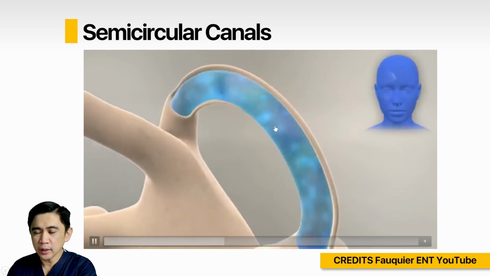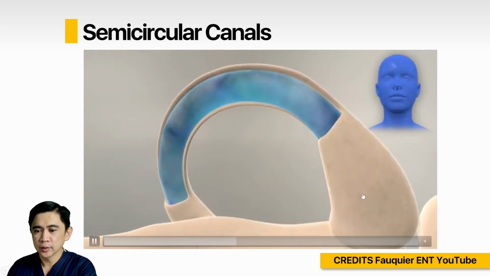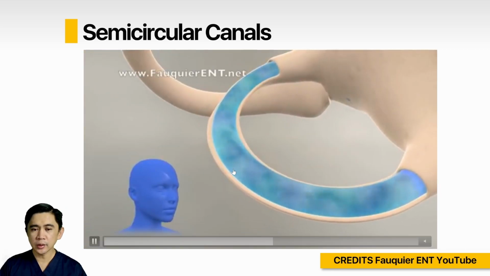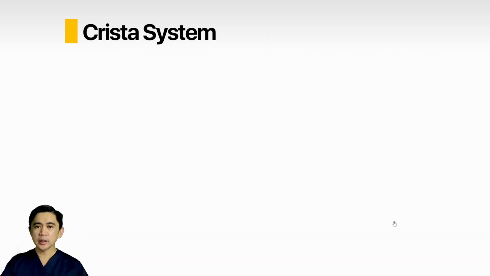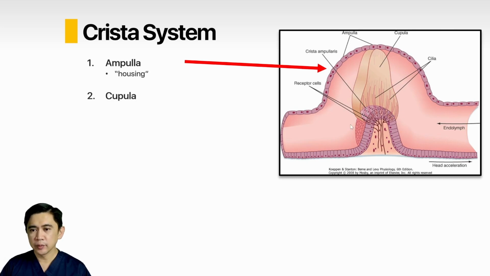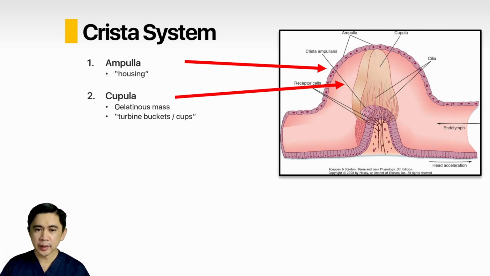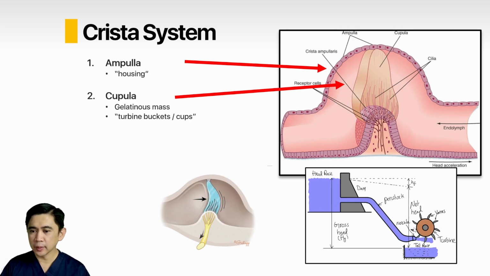Whenever there is movement of endolymph, it will also pass through the crista over here. So we can also see that every head movement will be covered by the semicircular canals. Now, the crista system is shown here. It has the ampulla, or what we call the housing, and we have the cupula inside. This is the cupula, and it is a gelatinous mass. And I'd like to compare it to a turbine bucket or cup that is seen on turbines.